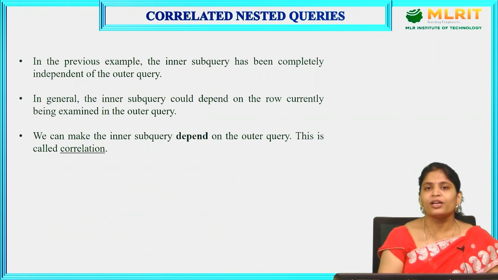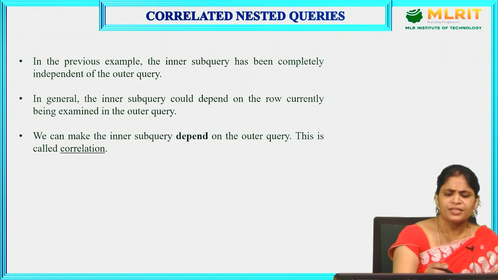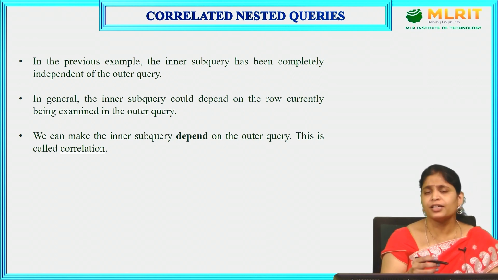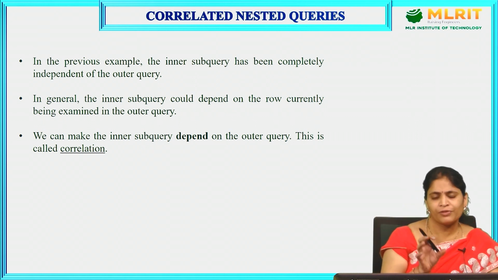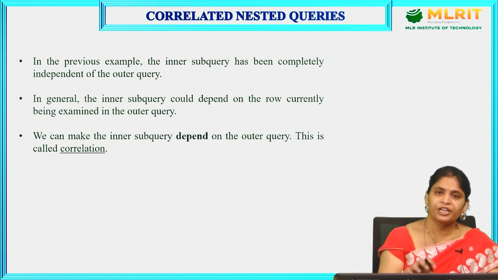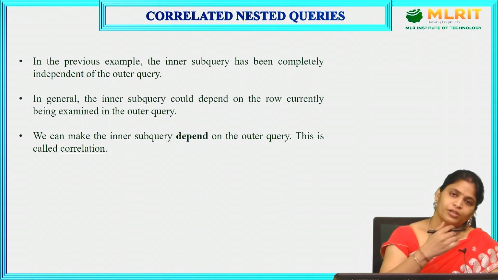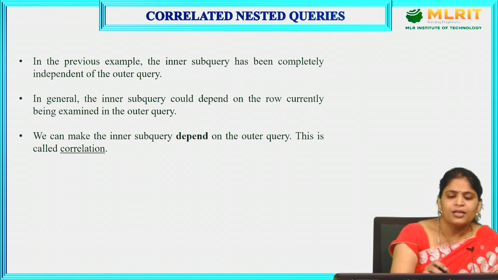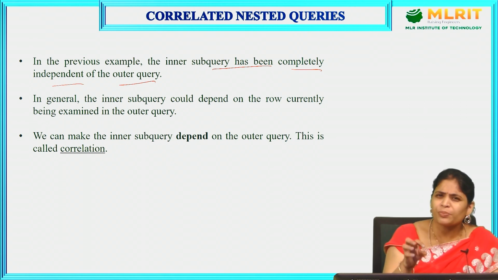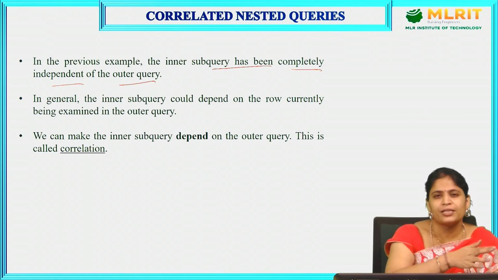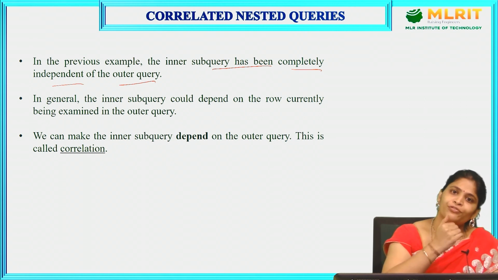So what is correlated nested queries? In the previous example, we saw that the inner query will be executed first, and based upon that result we get the outer query, right? So the inner subquery is completely independent. That means the inner query will be executed first irrespective of the outer query, and based upon this only the outer query will be executed. That means the inner query is independent of the outer query.